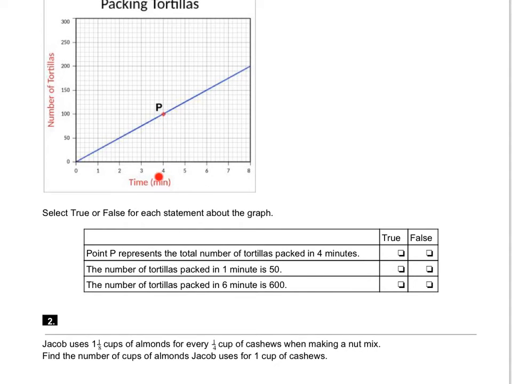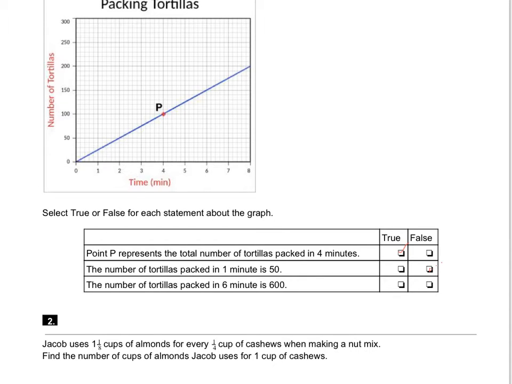Does point P line up with 4? Since that is the case, you are going to write true. And that's it. Now, the next one says the number of tortillas packed in 1 minute is 50. So the only thing we're going to do is look at 1 minute. Now, at 1 minute, is the line at 50? That is not the case, so it's going to be false.